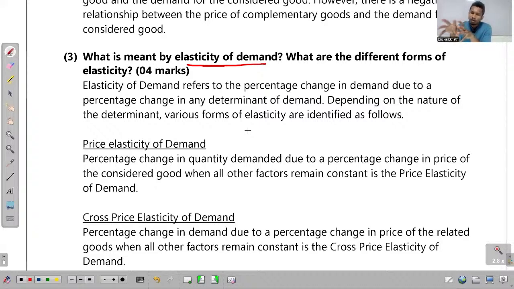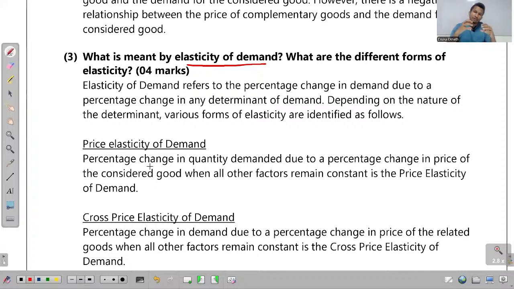right? And then there is one more part in the question. What are the different forms of elasticity? I earlier told you that it's about the percentage change of demand that happens due to a percentage change of any determinant of demand. And depending on the determinant that you select, we can recognize various forms of elasticity. Now, for example, if you pick the price of the considered good, the percentage change of the price of the considered good, and the percentage change of demand, that particular form of elasticity you recognize as price elasticity of demand.